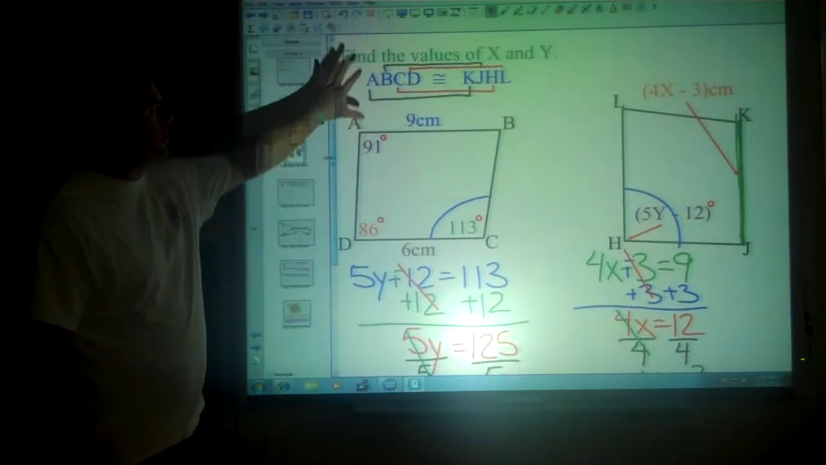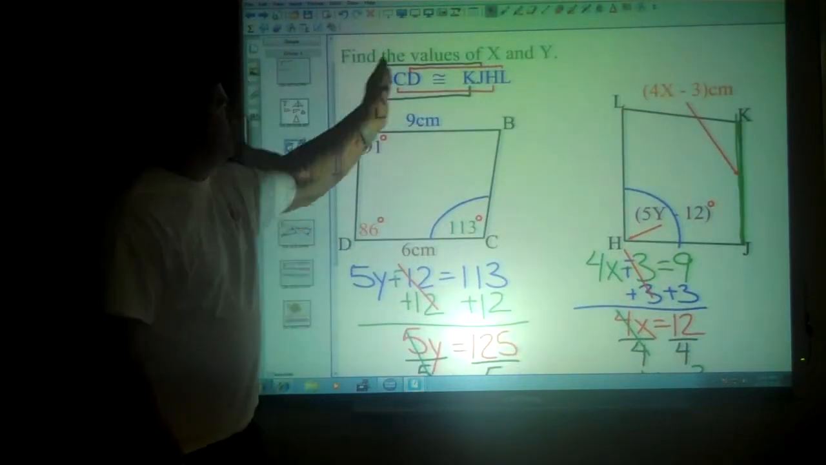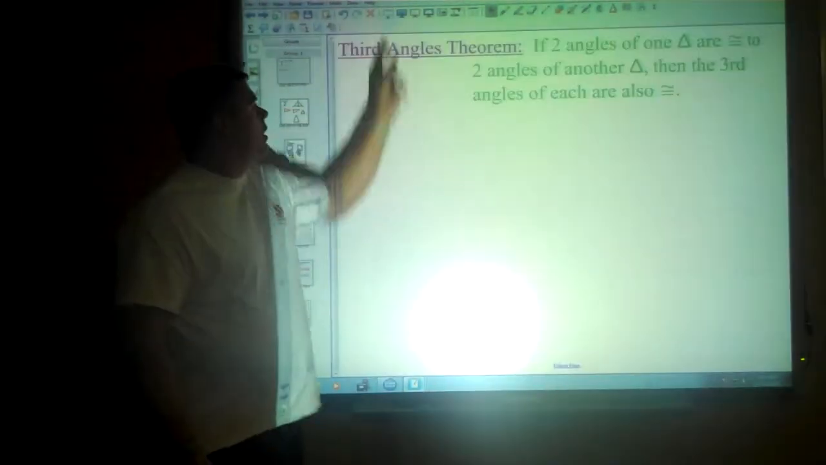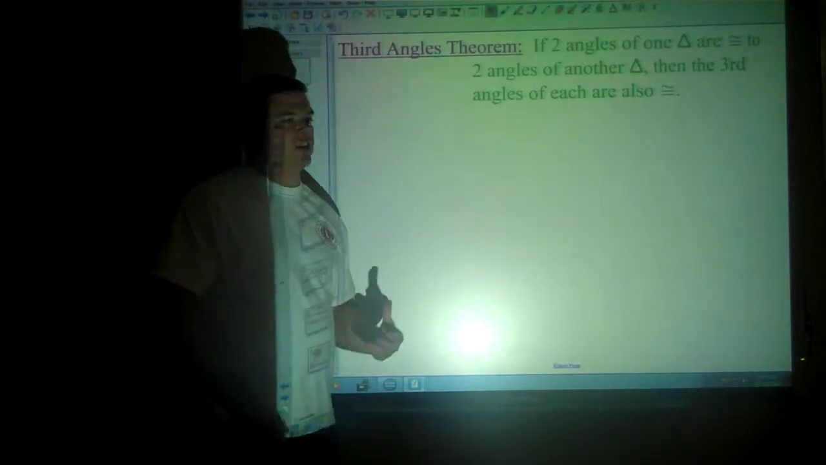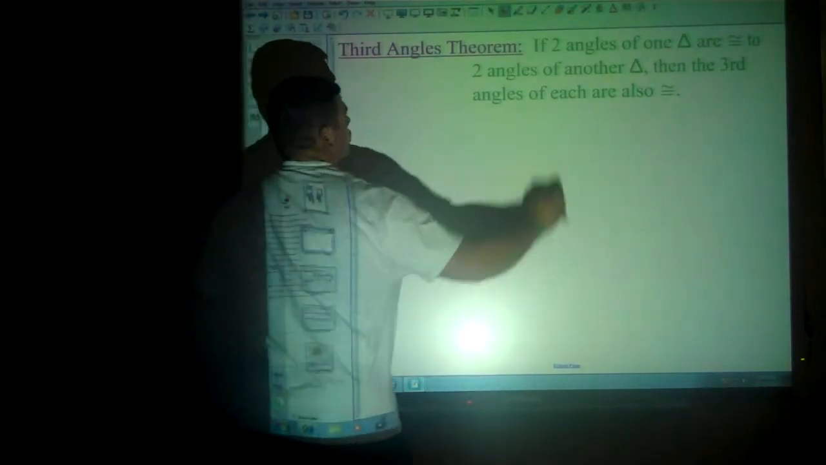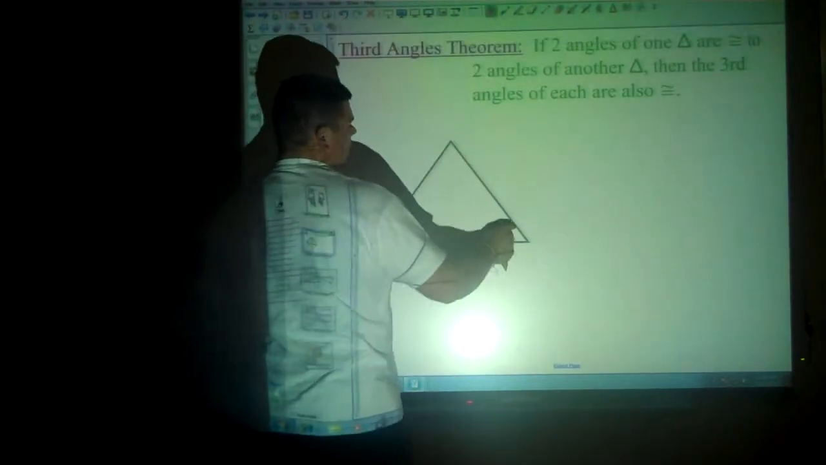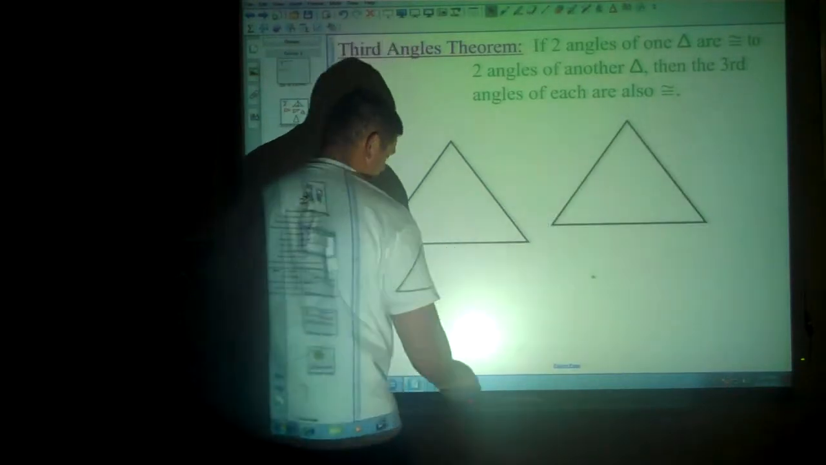So the congruency statement is pretty key. If you're ever asked to make a congruency statement, you need to think about the parts and how they match up with each other. We have what we call the third angles theorem. And it's basically stating that if you have two triangles, and I'll quickly draw some triangles just so we have something to look at. Now these two triangles, since I'm cloning them, they are identical to each other.